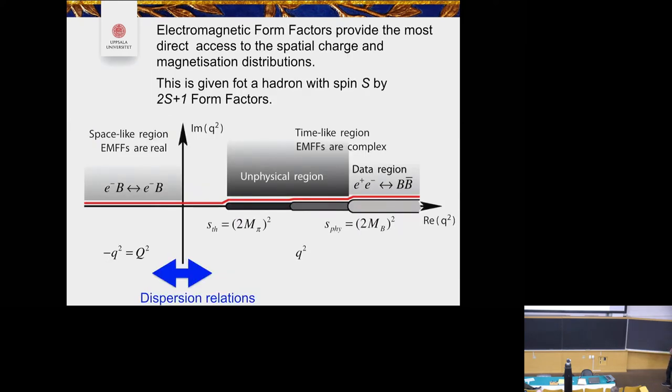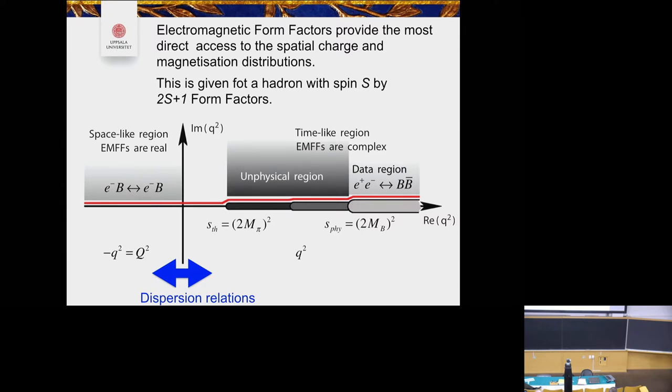Which leads me into the electromagnetic form factor. This is a part of Frank Ma's talk, but there are some things that are also relevant for the hyperon case. The electromagnetic form factors provide information about the spatial charge and magnetization distributions. For a spin 1/2 particle, you have two form factors. You measure these either by electron scattering on a baryon, which is the space-like region where the form factors are real, or in the time-like region where the electromagnetic form factors are complex.